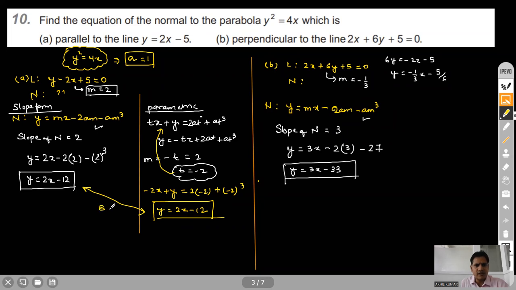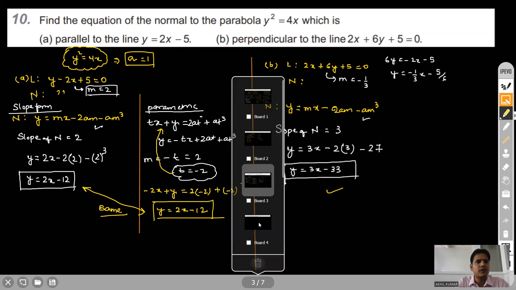It's your wish. You can write it in slope form or parametric form as per your wish. Similarly, you can write the equation for this also. So I think this question is done. So let's move to the next one.